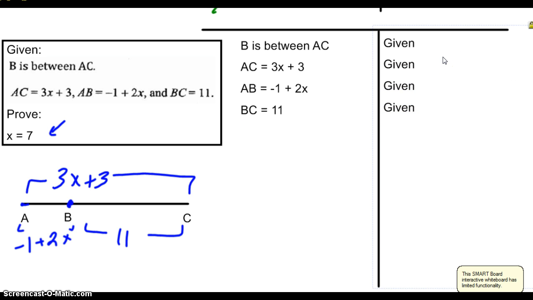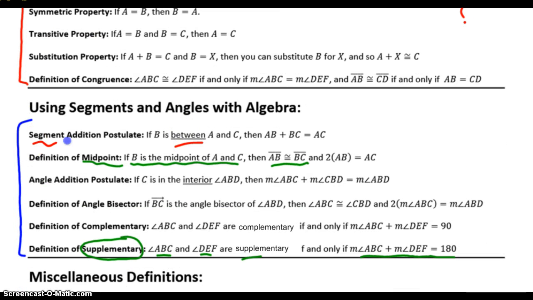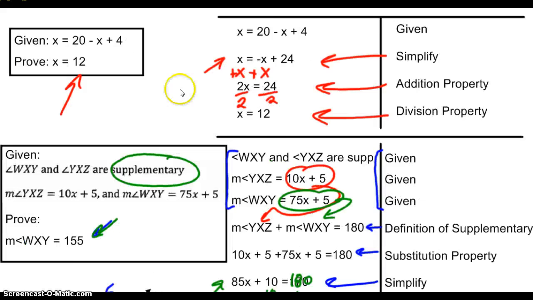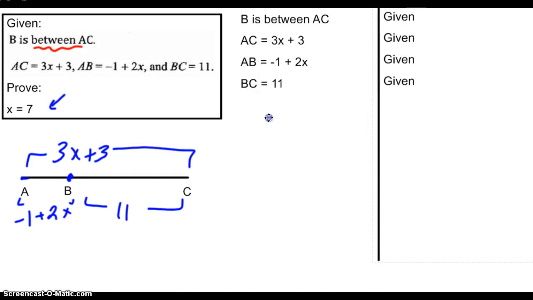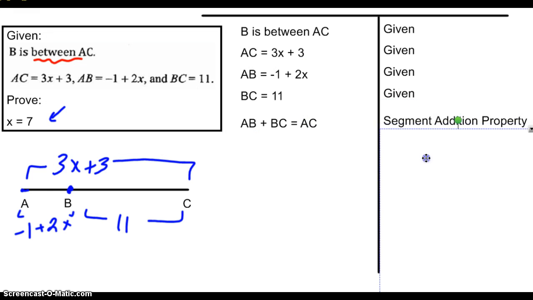Now, just like before, I've got to have some sort of reason to write an equation here. Well, up here, it has the word between. So let's look at my note sheet and see if I can find that word between anywhere. Oh, there it is. The segment addition postulate. It says if B is between A and C, then I can add them together to equal the whole thing. And that is exactly what I'll do here. AB plus BC equals AC, and segment addition property. If you can, pause the video here and finish.